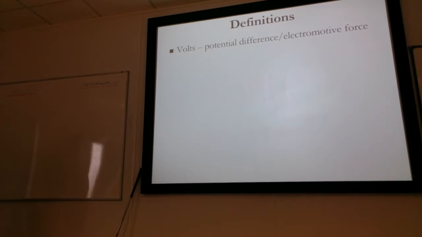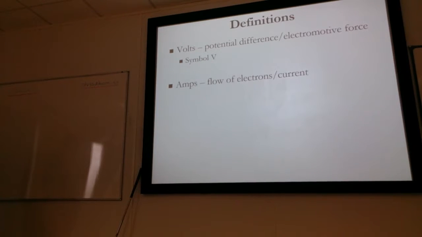A few basic definitions then. Volts is the potential difference or the electromotive force. Now the symbol for volts that we use is V. You will also see U. Actually, U is the potential difference, so we could say that U is equal to 24 volts. We would never say V is equal to 24U.